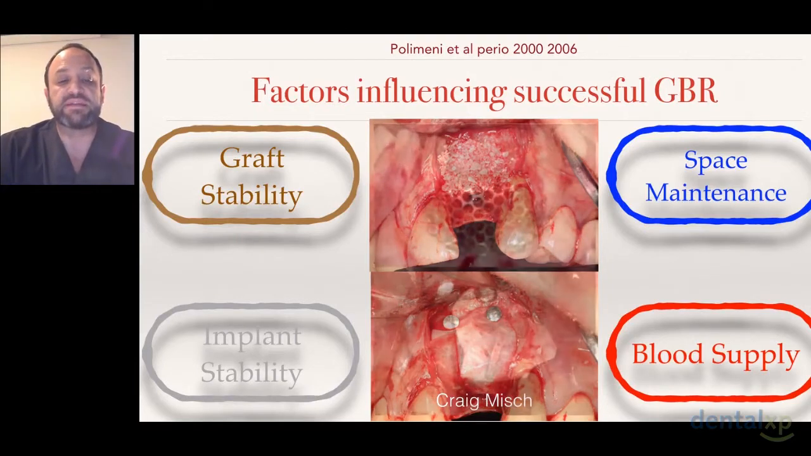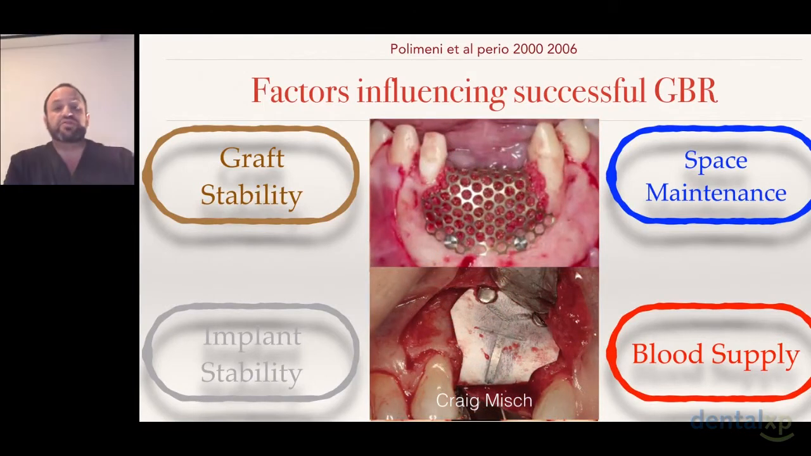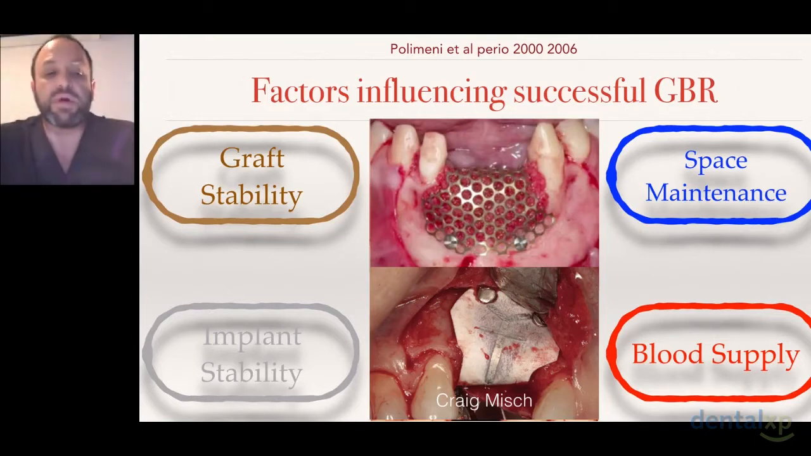Now, if we look at the different types of techniques, and these are just courtesy of Craig Misch, if we look at the titanium mesh or the titanium reinforced membranes, these are membranes which really give us phenomenal graft stability. They create space maintenance, which allows our blood supply to come into its own and to supply. And when we use these types of membranes, we really get phenomenal types of bone.